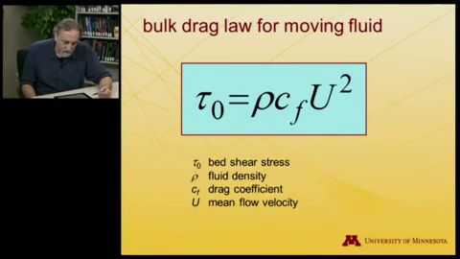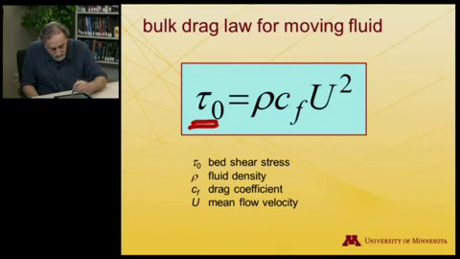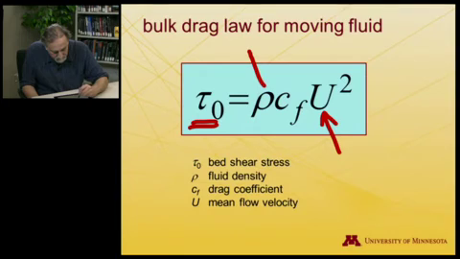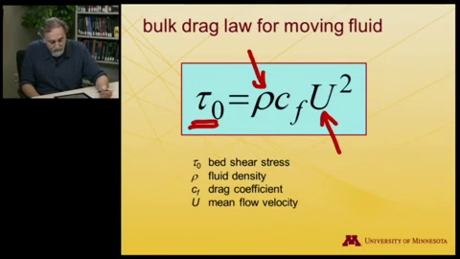This is called a bulk drag law for a moving fluid. It's the drag law that relates the shear stress at the bed, tau naught, to the speed of the flow, and in this case it's squared, and the density of the fluid. So the density is there reflecting your experience that water moving at a given speed will exert much more force on you than air moving at the same speed will. And the velocity comes in as the square.